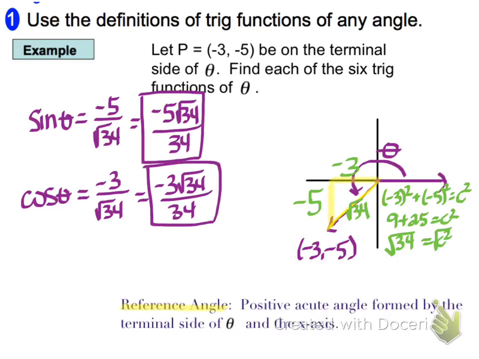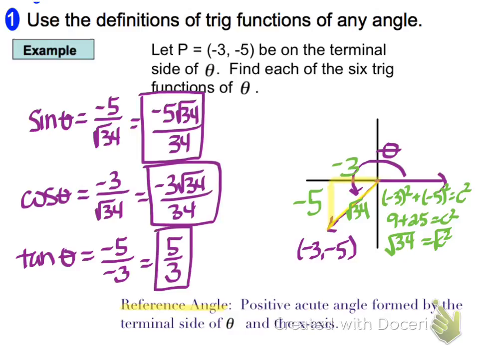Now for tangent, tangent is the opposite over the adjacent side. So we get -5 over -3. And it's important here that we simplify a negative divided by a negative and turn this into a positive. Now that I have those three from using SOHCAHTOA, we can find our 3 reciprocal functions just by taking the reciprocals of those answers.